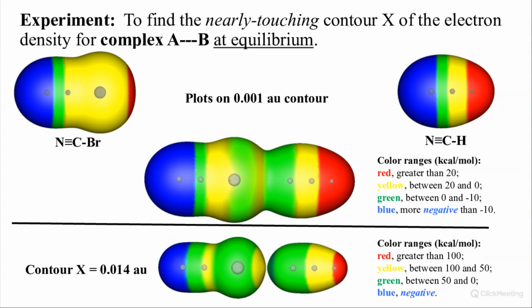So I did. At the very top here, I have an experiment. First I have molecule A and molecule B. I look at the potentials of them separately, and I can say, oh, we're going to get an interaction between the blue and the red. And you do. This is in equilibrium, and you don't see the driving forces. I know that, and many people know that. But you could find what was the contour for them to be nearly touching. And that happens to be the 0.014 au contour.